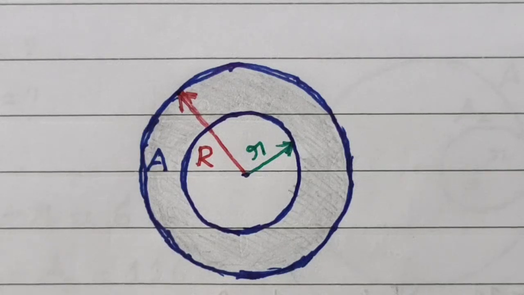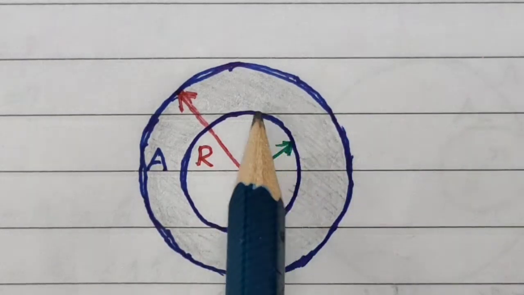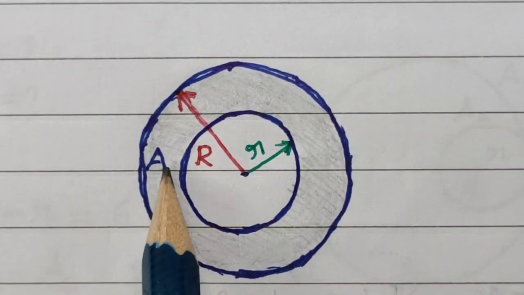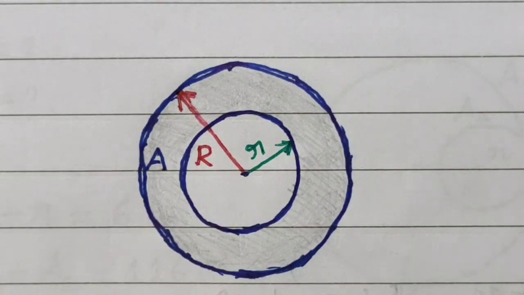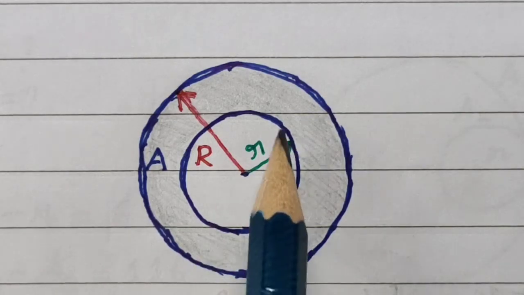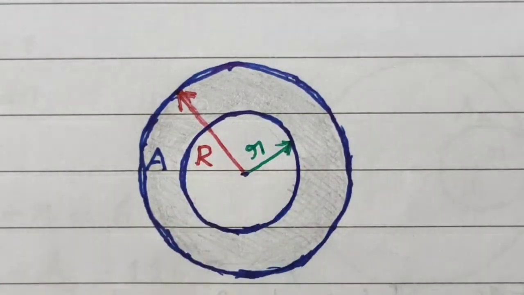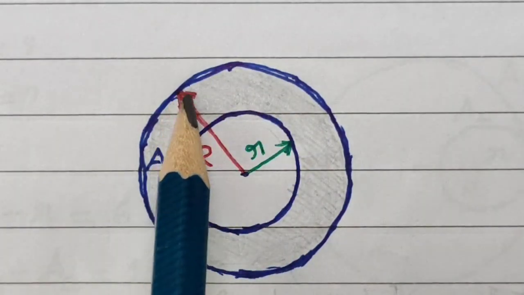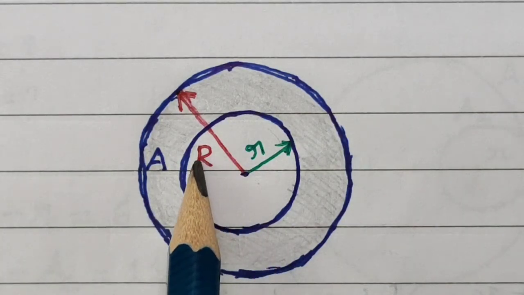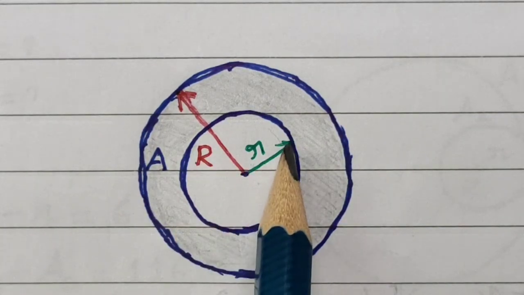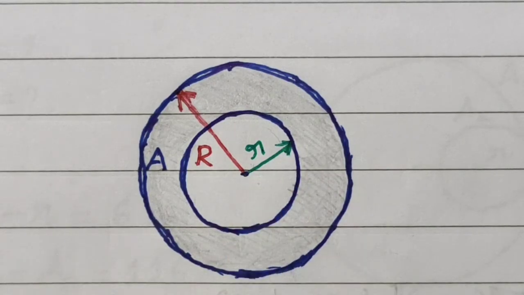The area enclosed by the circumferences of two concentric circles is 346.5 centimeter square. The area between these two circles, A, is 346.5 centimeter square. If the circumference of the inner circle is 88 centimeters, calculate the radius R of the outer circle and the radius r of the inner circle.